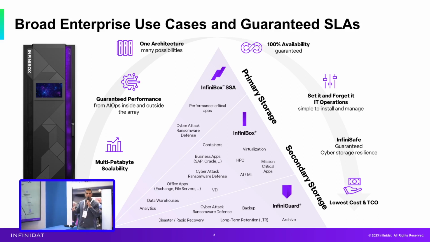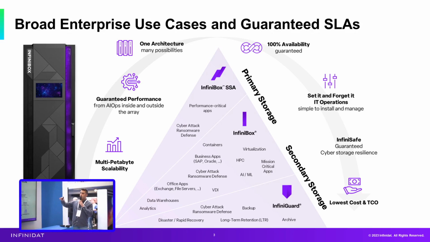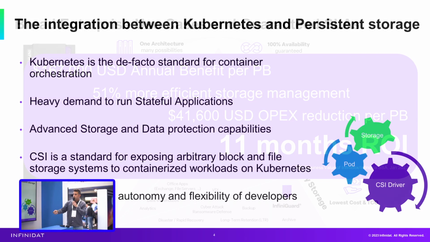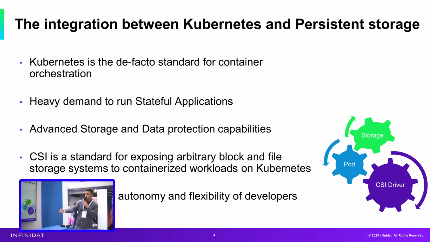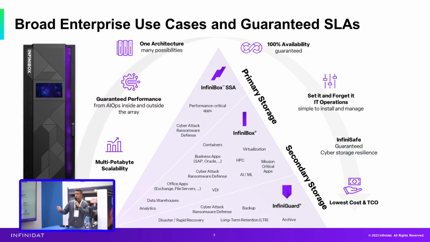Infinidat is a leader in Gartner Peer Insights in all the enterprise use cases. We are focused on 3 main product lines. We have the InfiniBox, which is the primary storage, and we have the InfiniBox SSA. Both of them are primary storage for any consolidated workload at low latency. You can run everything, starting from business applications like SAP, Oracle, machine learning, any mission-critical application.